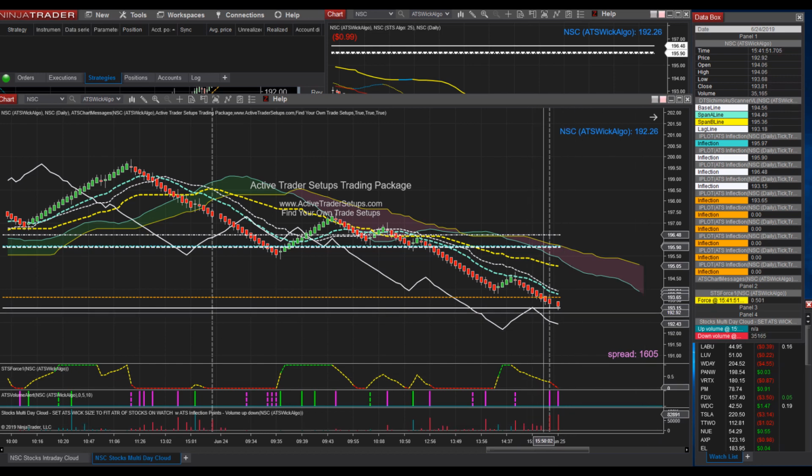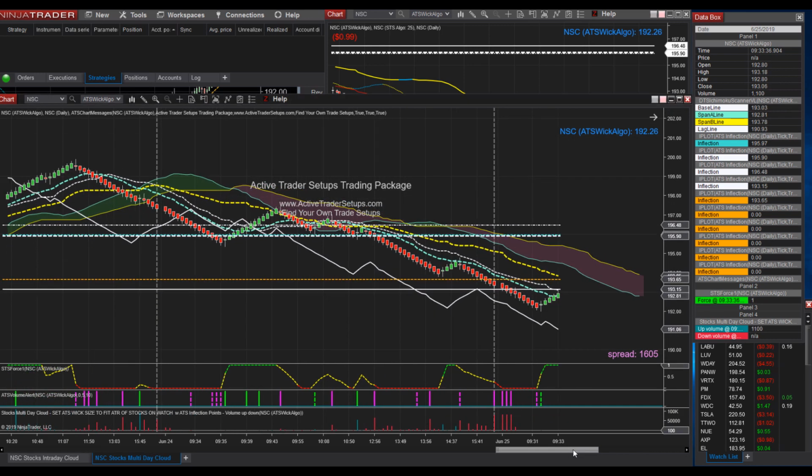I want to get this NSC in there because there's a lot of things that took place on this chart. It's a lot of good learning here. This was early this morning on the 25th.